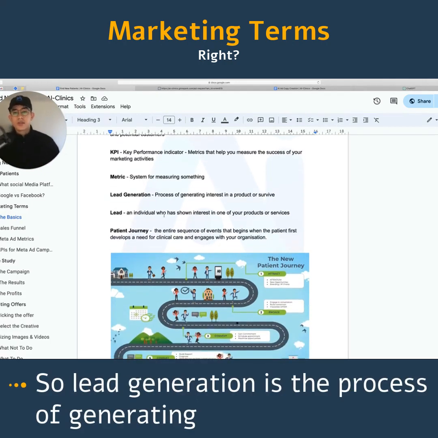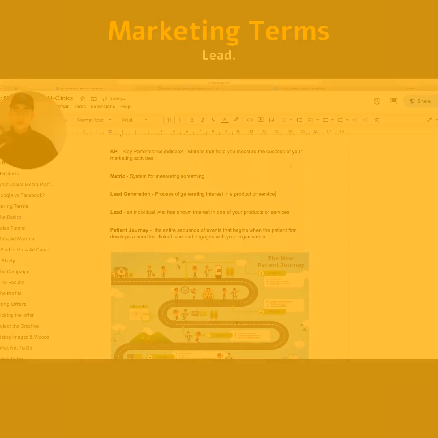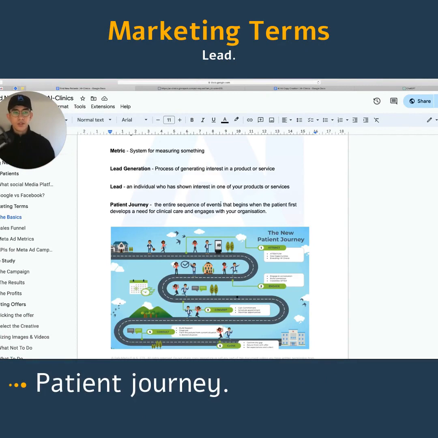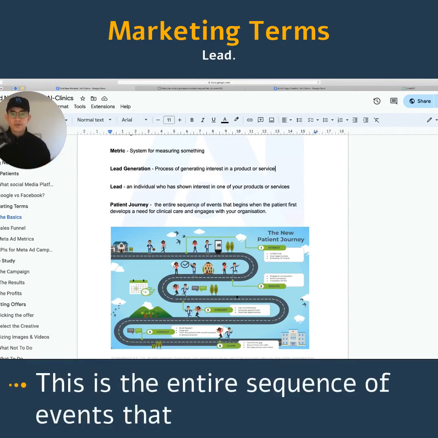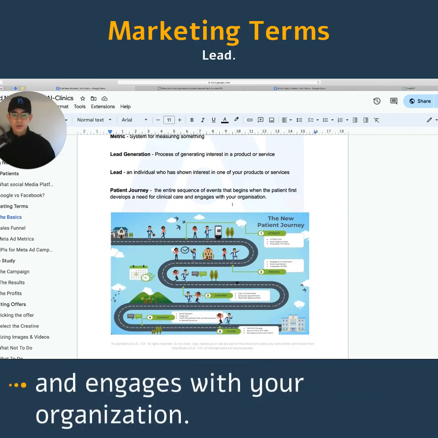Lead generation. Lead generation is the process of generating interest in a product or service. A lead is an individual who has shown interest in one of your products or services. Patient journey. This is the entire sequence of events that begins when the patient first develops a need for clinical care and engages with your organization.